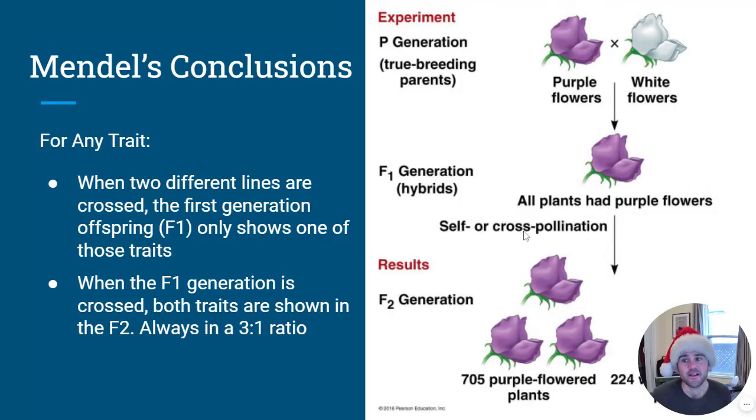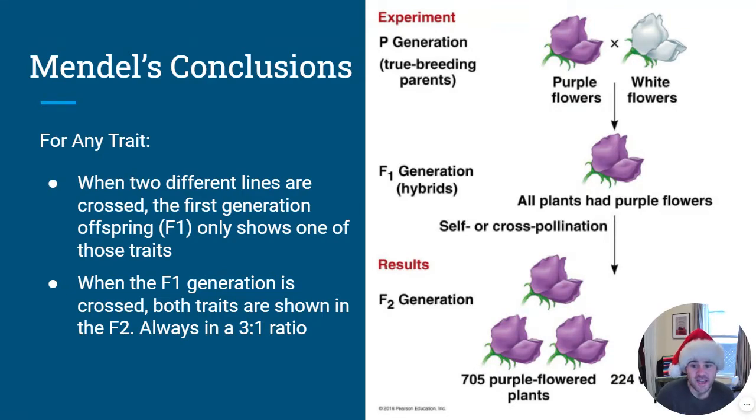So let's put some vocabulary and some of these conclusions together. For any given trait, Mendel found that when you crossed two different lines, the first generation always showed just one trait. There was never a mixture. It was always just one trait that was shown.